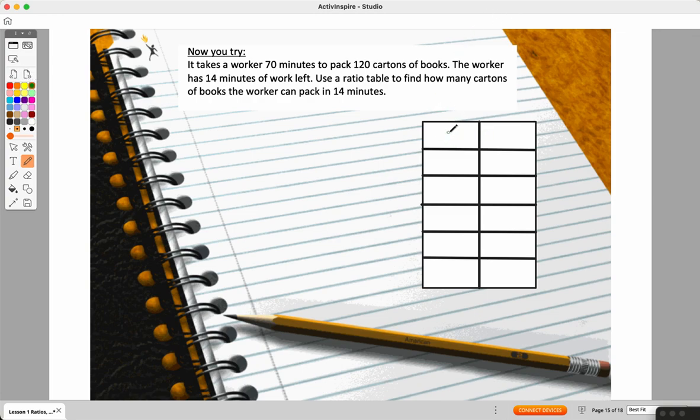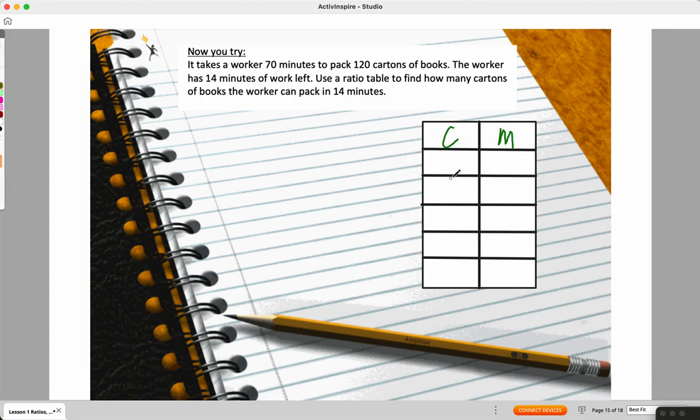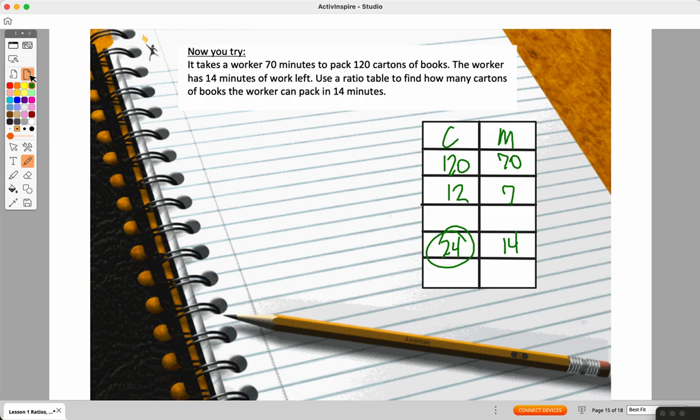All right, so we've got cartons over minutes. So I'm going to set it up as 120 cartons over 70 minutes. And I want to get to 14 minutes, but I might not be able to jump right from 70 to 14. It'd be 5, that wouldn't work, it doesn't divide evenly. Again, it's a fraction. But I can get there. The greatest common factor of these two numbers is 10, so I can turn this into 7 and 12. And then I go, oh, times 2. They can pack 24 more cartons of books in those 14 minutes.